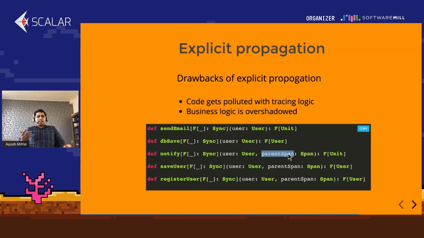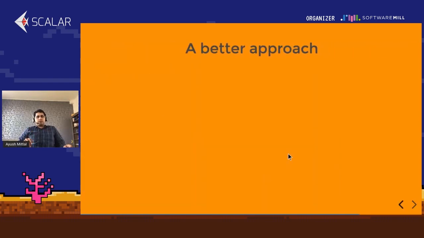So maybe there is a technique to make this tracing information less visible, or even though it is explicit, make it less explicit in nature. How can we do that? Let's look at a better approach.